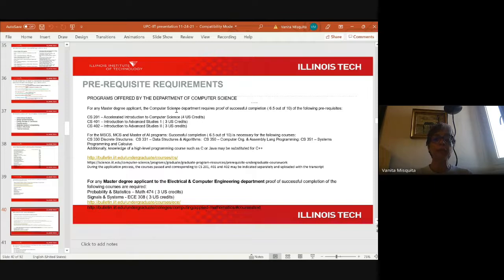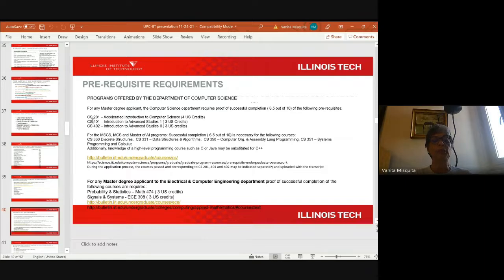To apply to any of our master degree programs in computer science, it's important to have completed some prerequisites. That means you have to have completed and successfully passed these courses before thinking about applying to any of our master programs offered by the Department of Computer Science.